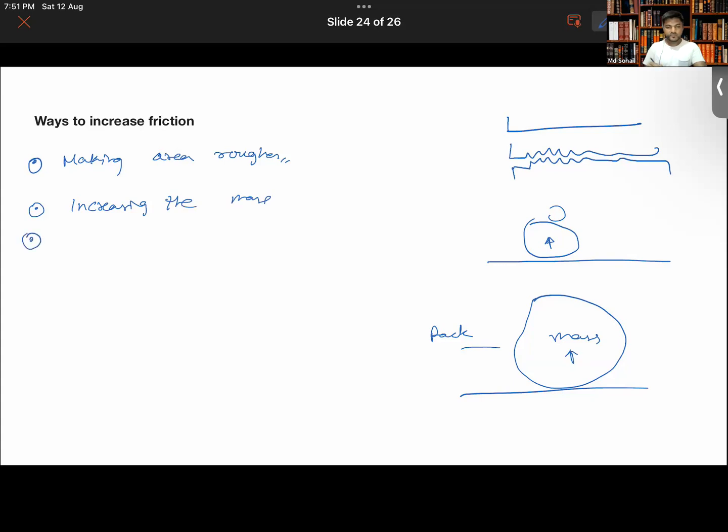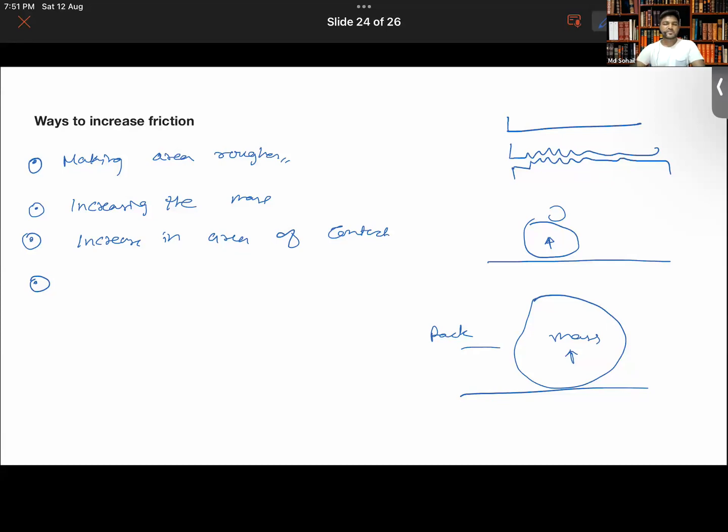What else? Arham, what else can be done? By increasing the area of contact. Exactly. Increase in area of contact. Good. Then not using lubricants. Okay. So these are the things which we can do. Right.